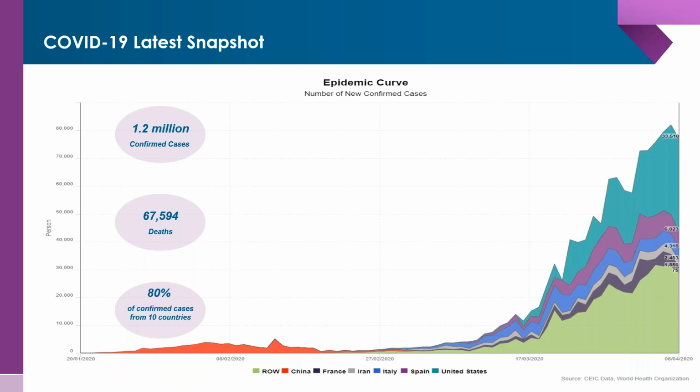Also, more than 80% of the total confirmed cases globally come from the top 10 countries, and around a quarter are in the US, followed by some of the Western European countries like Spain, Italy, France, and Germany. However, the epidemic curves in most of these countries are on a decline this week, and we all hope that this decline is going to continue.